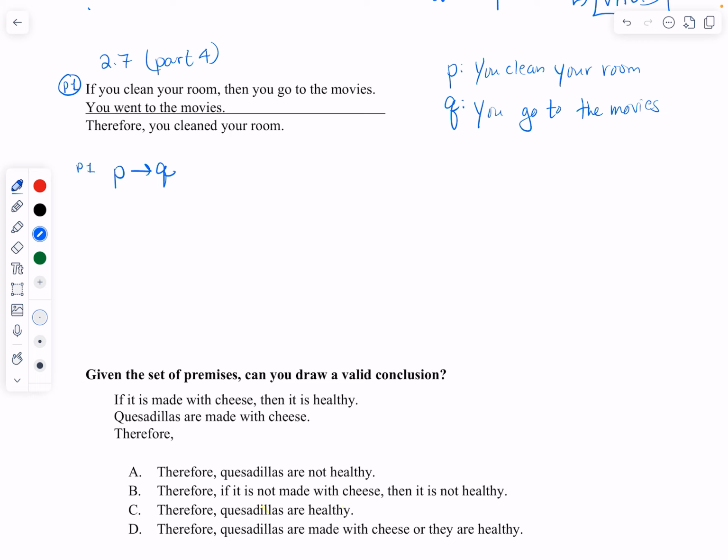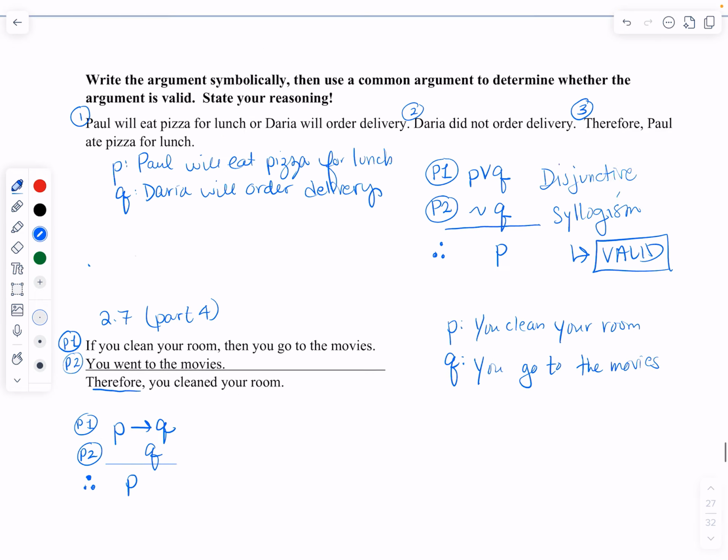So it's P1. And the second sentence, which is actually below the first sentence in this case, P2, says you went to the movies. So premise 2 is you went to the movies, which is Q. Now I have a line. That line is indicating that the premises are over, and then I have the word therefore, so I know I'm working on my conclusion. So my conclusion states that you cleaned your room. So that's P. All right, so I have if P then Q, Q, therefore P. Let's see which one matches up with that.